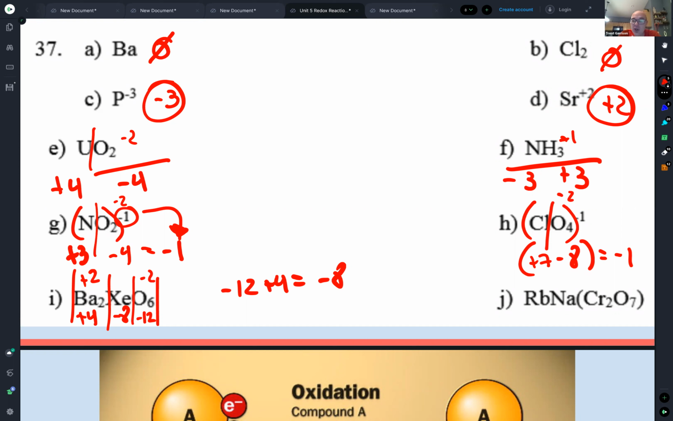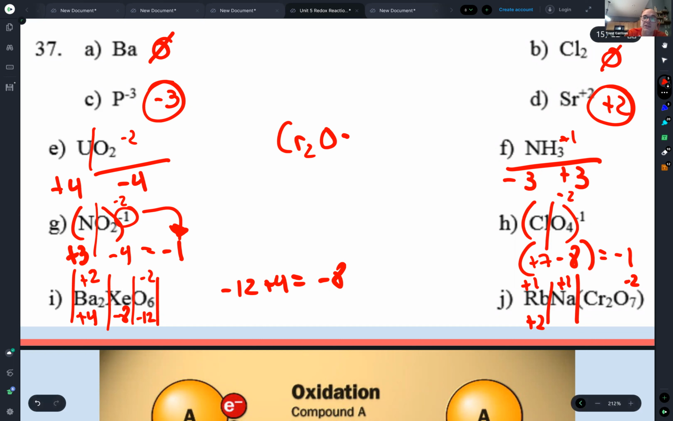I don't know what my charge of dichromate is. I do. But let's say that we don't know that. We got to calculate this. Rubidium and sodium are both in the start of the periodic table in column 1. So that's a sum of +2, meaning that the overall charge of this whole entire dichromate is a -2, sorry, Cr2O7.